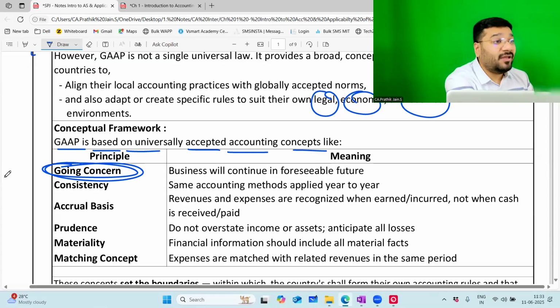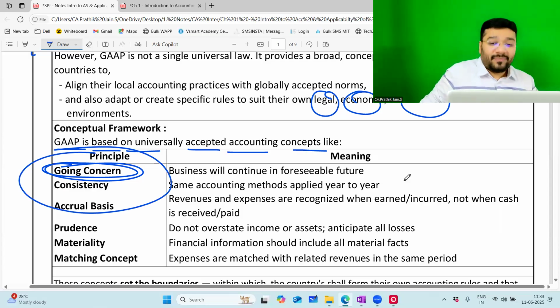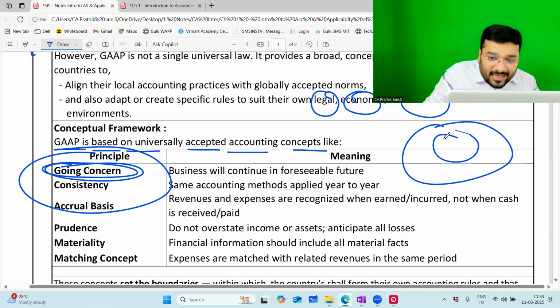Three assumptions: going concern, consistency, accrual. So these three are part of accounting standard. An accounting standard is a part of GAAP. AS is coming within GAAP. So AS says that your basis of accounting should be going concern, consistency, accrual.